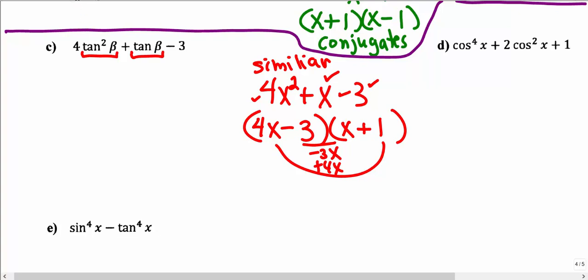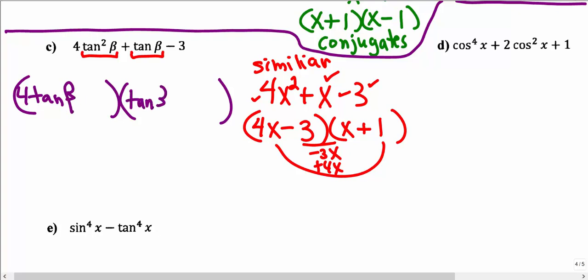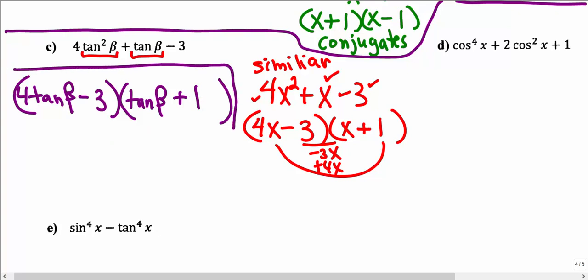Now what does it look like in trigonometry? Very, very similar. We're still setting up our two parentheses for those 3 terms. And instead of having 4x, we're going to have 4 times tangent of that angle beta times tangent beta. Plus and minus, so we have minus 3, and then we'll have plus 1. So wherever we had x before, now we're just using tangent beta. And of course we can always check that.